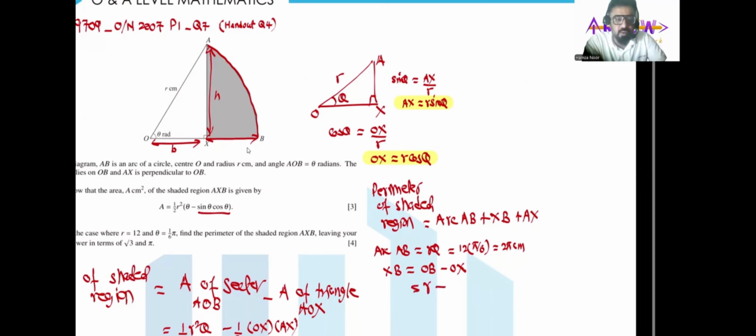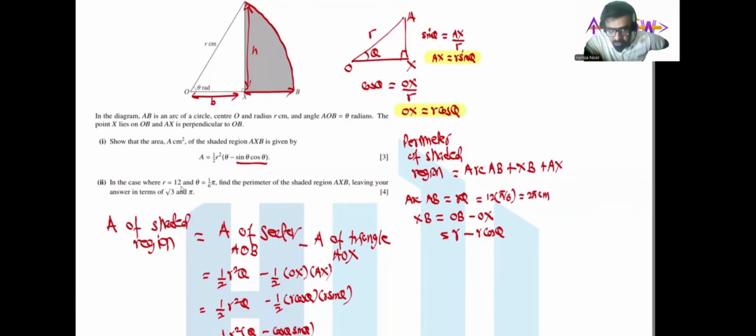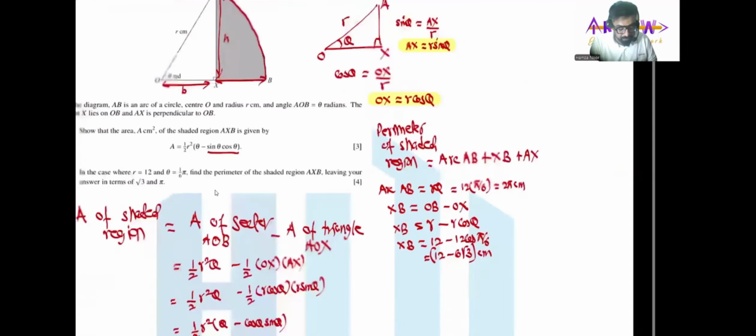And then we are going to subtract this length OX. We have already found in part 1 that OX is R multiplied by cos theta. In part 2, R is specifically 12 and theta is pi over 6. So the length XB is 12 minus 12 cos pi over 6. In exact form, this is 12 minus 6 root 3. XB length is 12 minus 6 root 3 centimeter.